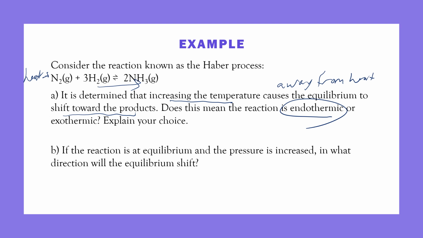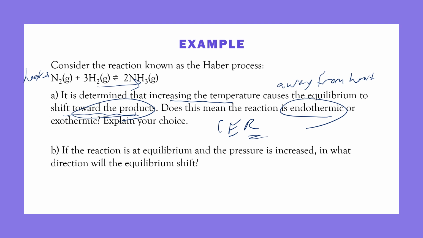In this case, I would use a claim, evidence, reasoning format for this type of free response question. So my claim is that it's endothermic. My evidence is that when you increase the temperature, that means it has to go away from the heat, and away from the heat is towards the products in this case. And so then my reasoning is that the heat must be on the reactant side, if shifting towards the products means it's going away from the heat.